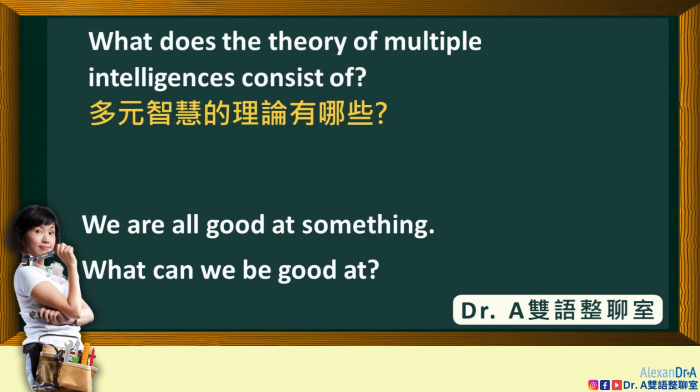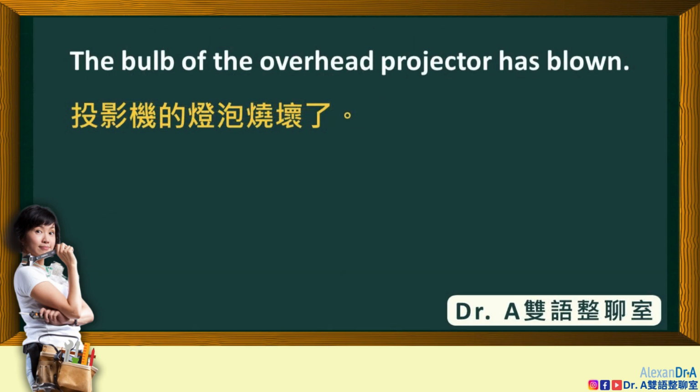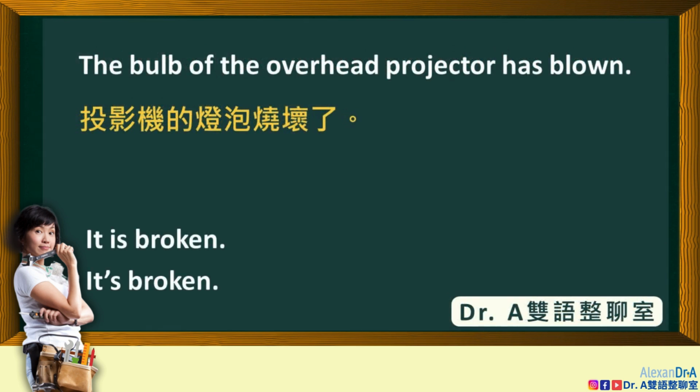And that classic classroom tech issue, "The bulb of the overhead projector has blown." Way too technical. What matters isn't the bulb, it's the result. It's broken. Right. "Overhead projector." If it's the only one, just "projector" is fine. So the fix is, "The projector is broken." Simple. Even shorter if it's already the topic, "It is broken."